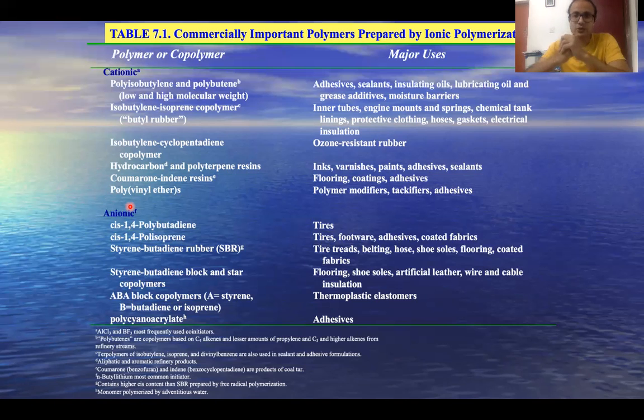So in the next video, we are going to look into the cationic polymerization and talk about the mechanism associated with the same.